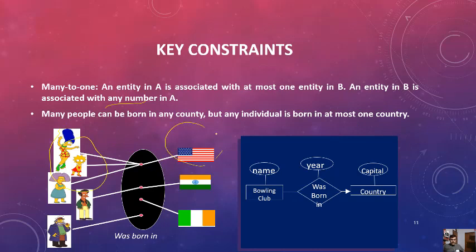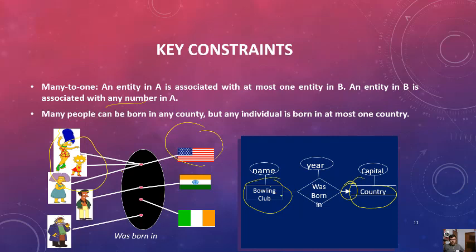So here is the bowling club and here is the country. Bowling club members are associated with a single country, but in a country there may be many bowling club members. So the relationship of one is associated by this sign, and here it is a many relationship. So the total key constraint is called a many to one relationship. And the last one is many to many.